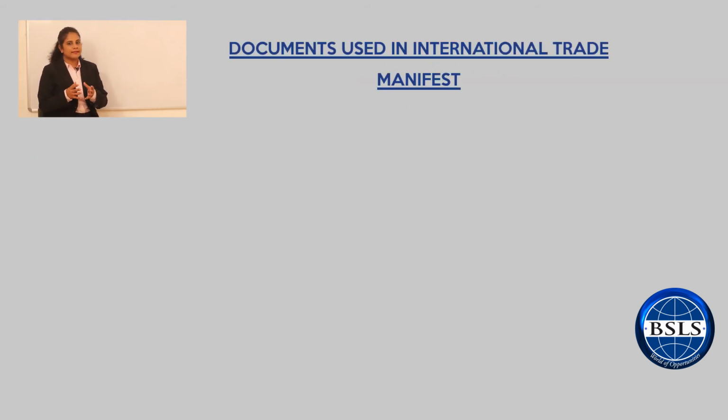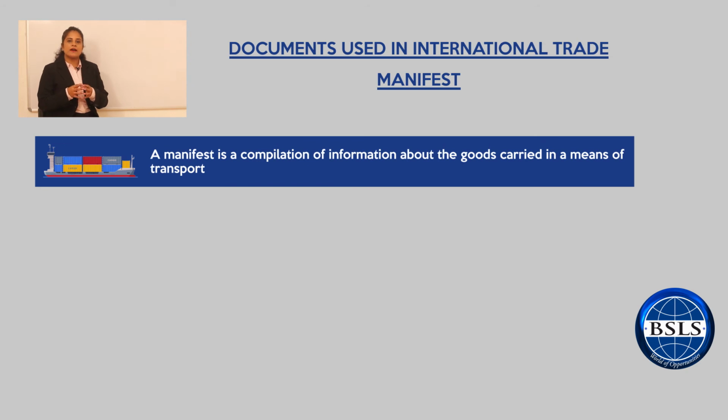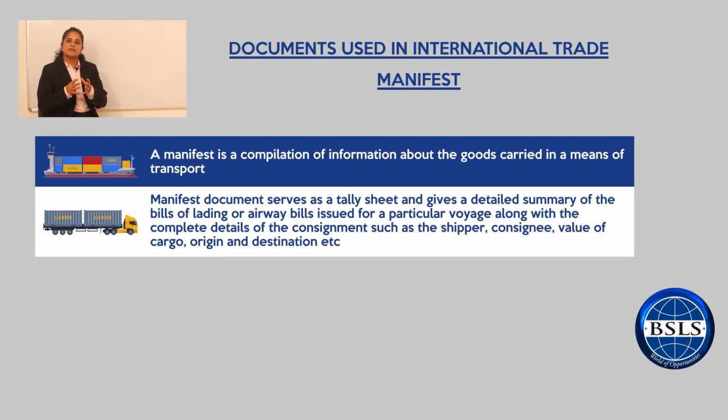Similar to the importers and the exporters, the carriers also have a responsibility to declare to the customs of a country the details of all the cargo that they are bringing into a country and taking out of the country. The document that is used for this purpose is called a manifest. A manifest serves as a tally sheet providing all the information of the bills of lading and the airway bills that are issued under the said voyage, and the description of cargo, details of shipper, consignee, port of loading, port of discharge, value of cargo, etc.